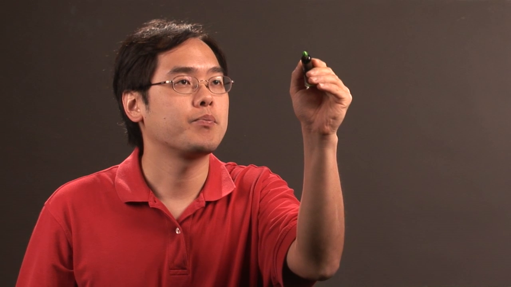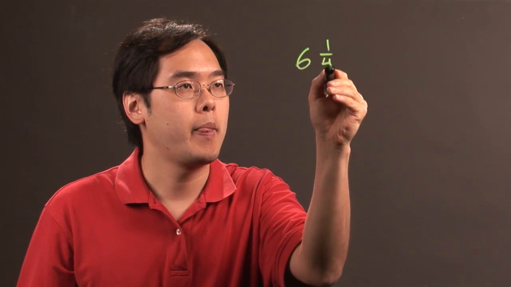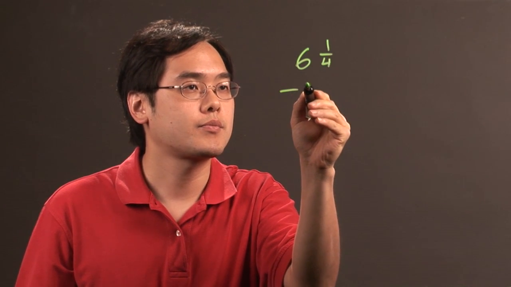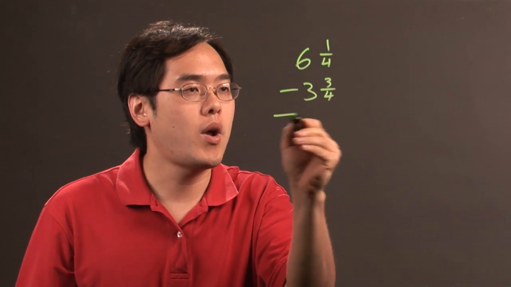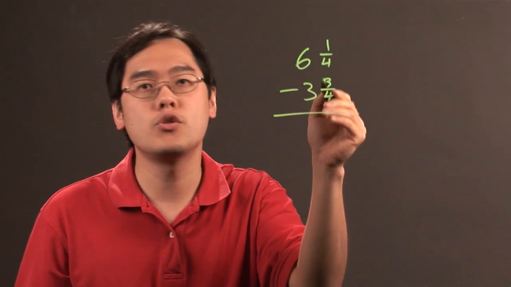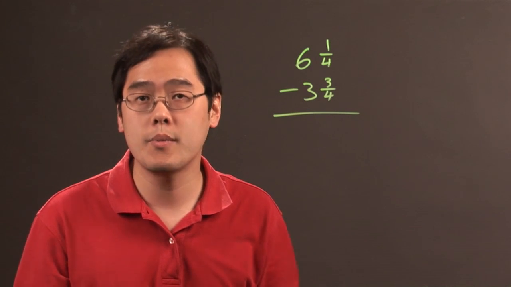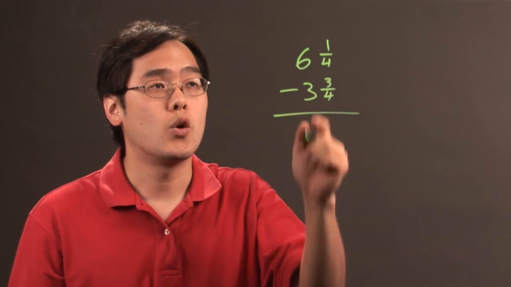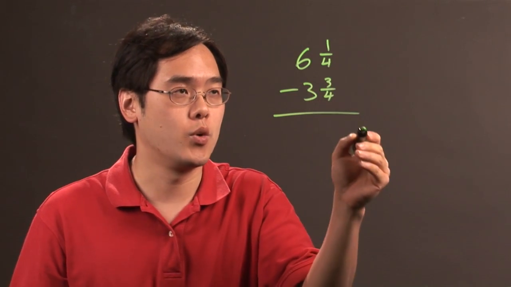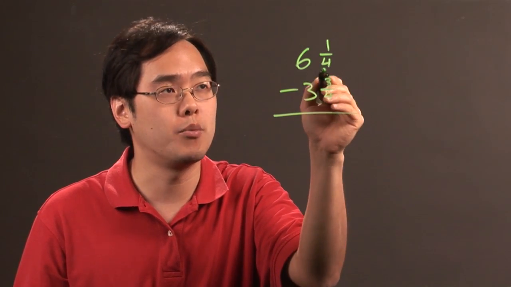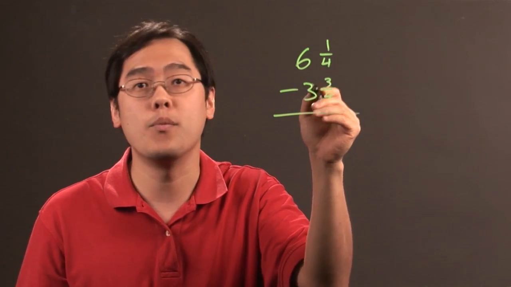Suppose you have 6 1/4 minus 3 3/4. Now, you know right off the bat that 1/4 is too small to subtract 3/4. So when it comes to ungrouping, you're borrowing right away from the 6 in this case, and you're adding the appropriate fraction to the 1/4. Now, as you know, when you're borrowing a whole number, in this case, you're borrowing 4 more pieces.